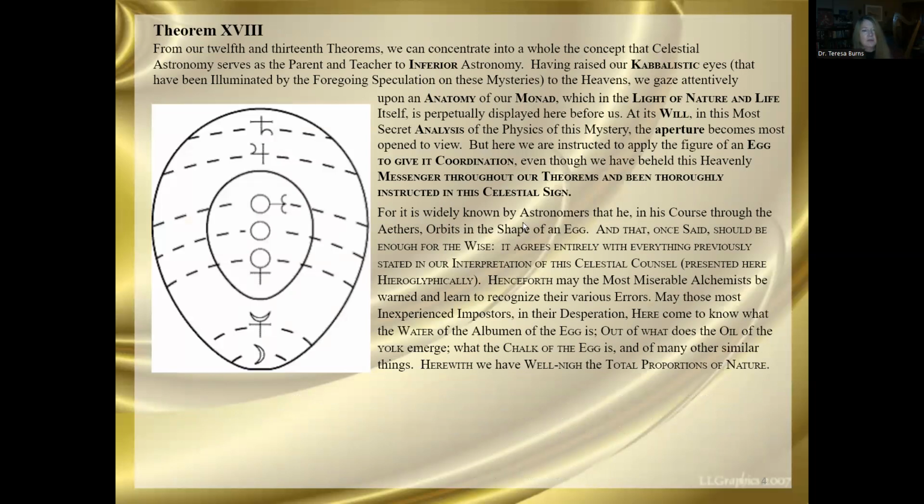Dee says, from our 12th and 13th theorems, we can concentrate into a whole the concept that celestial astronomy serves as the parent and teacher to inferior astronomy.